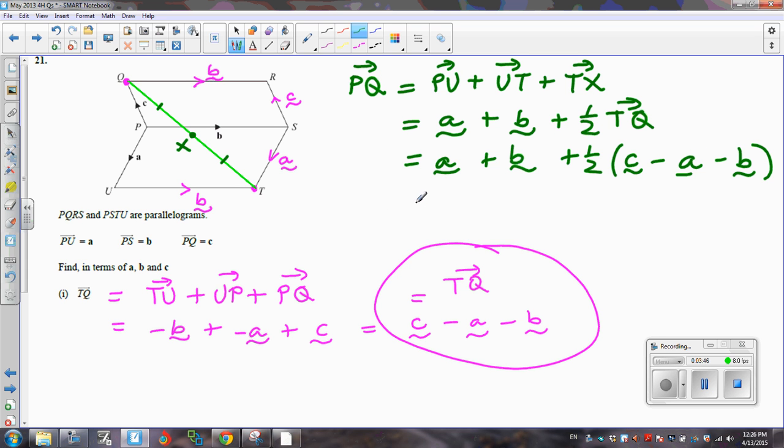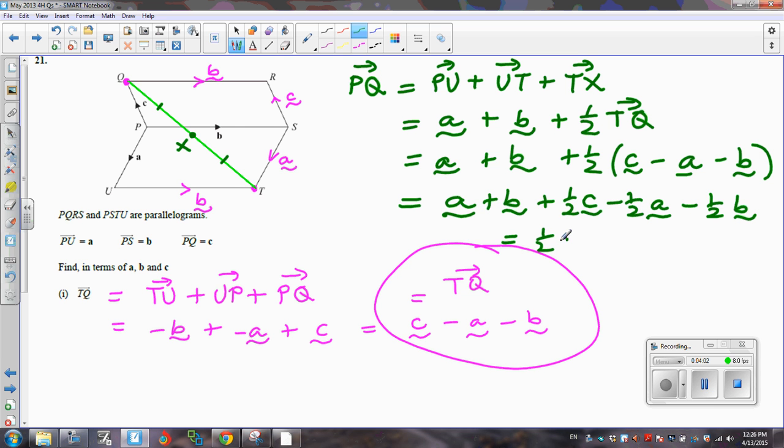Now it's a bit of a mess, so I'm going to tidy that all up. So I've got A plus B. Now removing the bracket, I've got half C minus half A minus half B. So let's collect the A's, B's and C's. A minus half A, well that's half A. B minus half B, well that's half B. And then half C. So the final answer there is that the vector PX is half A plus half B plus half C.